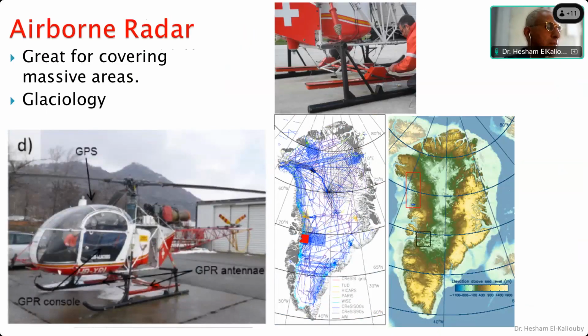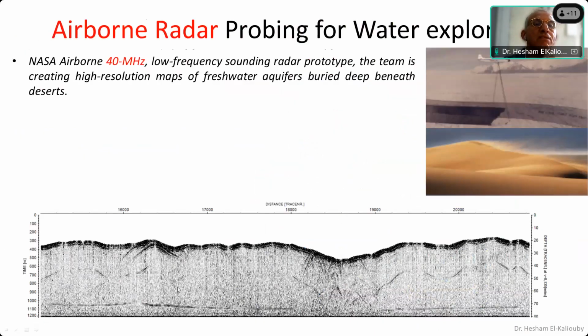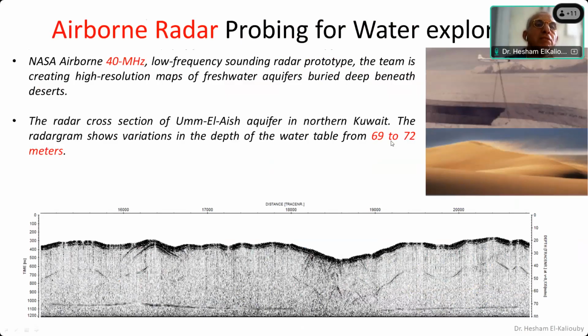Airborne radar can be mounted on airplanes that can fly and cover very large distances, like Greenland, for example. It can also map a desert area. For example, this is an airborne radar, a 40 megahertz antenna. It managed to go as deep as about 70 meters in depth.